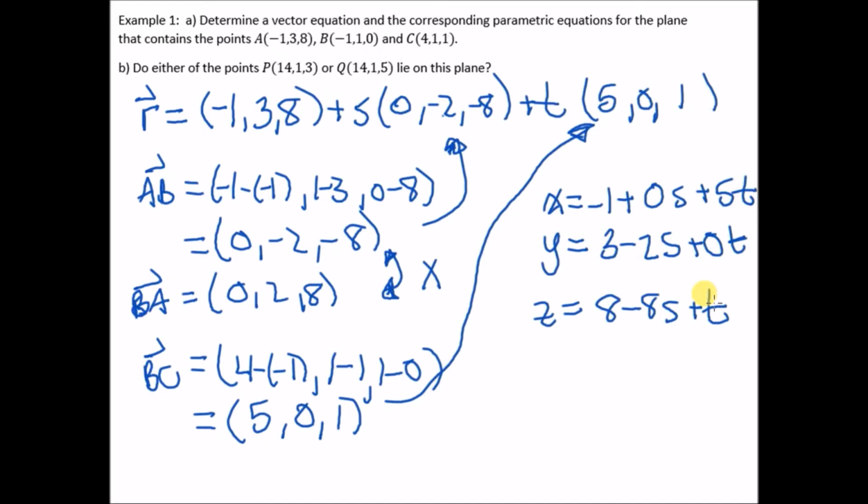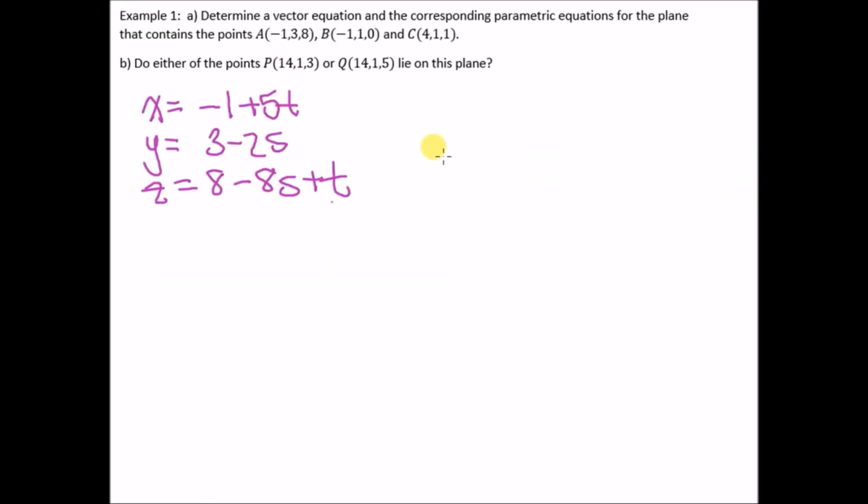Now, part B asks, do either of these points lie on this plane? So let's put this on the next page. All I've done is clear the board, and I just wrote the parametric equations. Just please note that for the x parametric equation, I didn't write in the 0s, and for the parametric equation for the y, I didn't write in plus 0t.